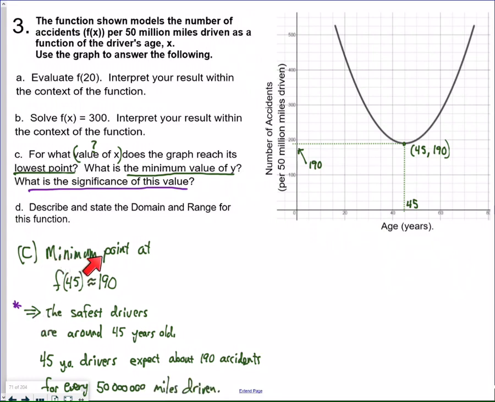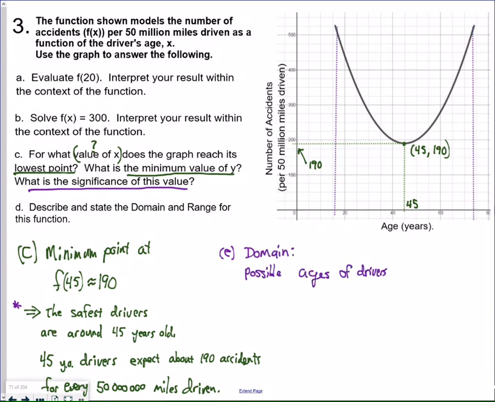What's significant about the minimum point? In this case, it represents the safest drivers. So when I ask about a minimum of a function, in this context in particular, it's something that's beneficial. It's like, who are the best drivers? If you're an insurance company, you're going to give the best insurance rates to your 45-year-old drivers because you're sure they're not going to get in as many accidents as those wild 20-year-olds. Let's not even talk about the 16-year-olds.